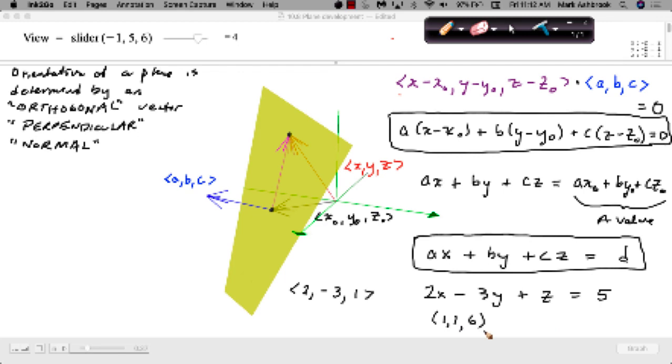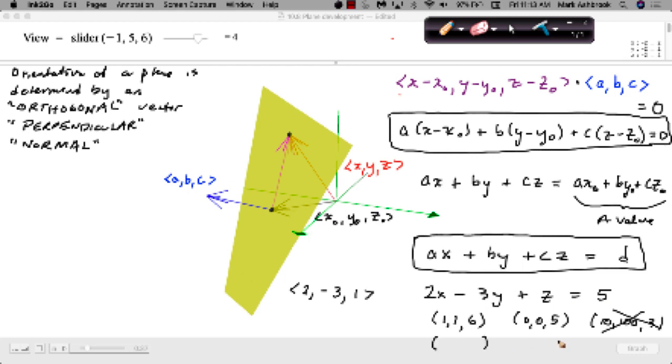What do we know about the point 1, 1, 6? It's on the plane. What about 0, 0, 5? Does it make the equation work? Then it's on the plane. What about 10, 100, 3? This point does not make this equation true. Therefore, not on the plane. It's a lovely point, it's a nice point, but it's not on this plane. Okay?